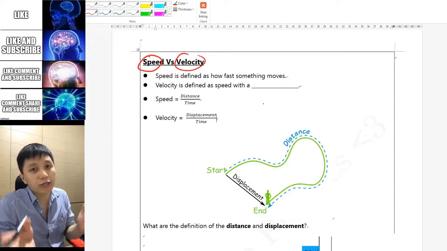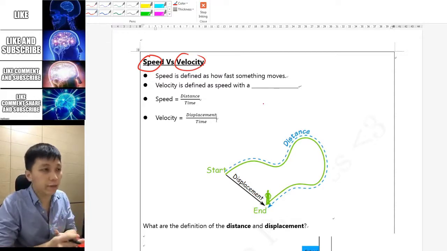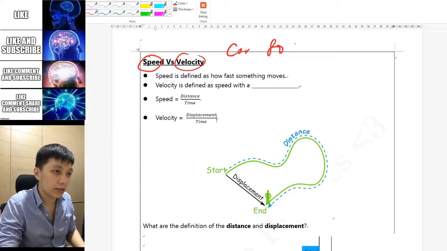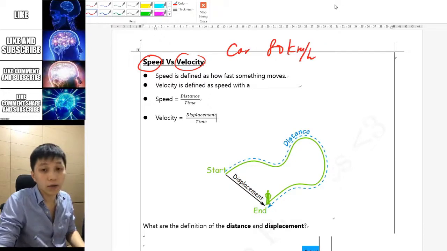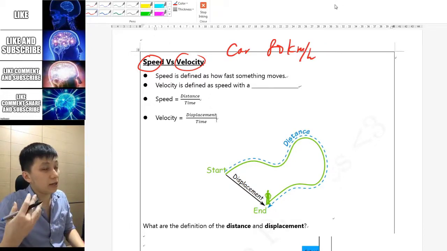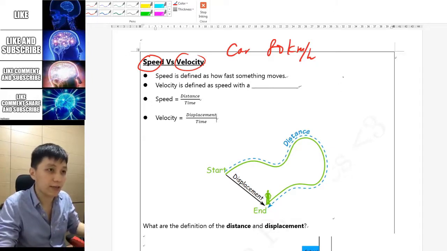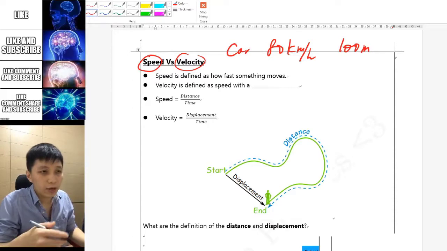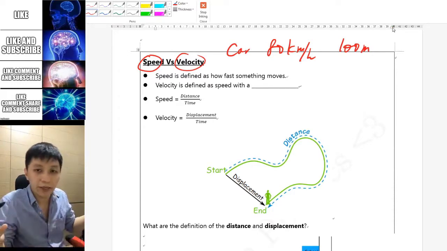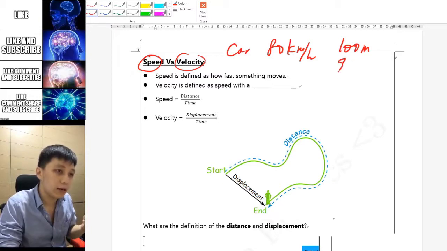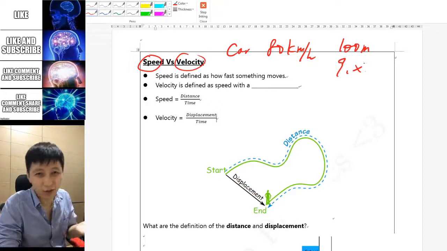I'm very sure that you have heard about speed somewhere in your life. For example, when we talk about the speed of a car on the highway, the speed of the car probably is 80 km per hour. And if you're talking about, say, a person running on a 100 meter running track, if you look at the Olympic result, then probably you get a result of 9 point something or even faster.